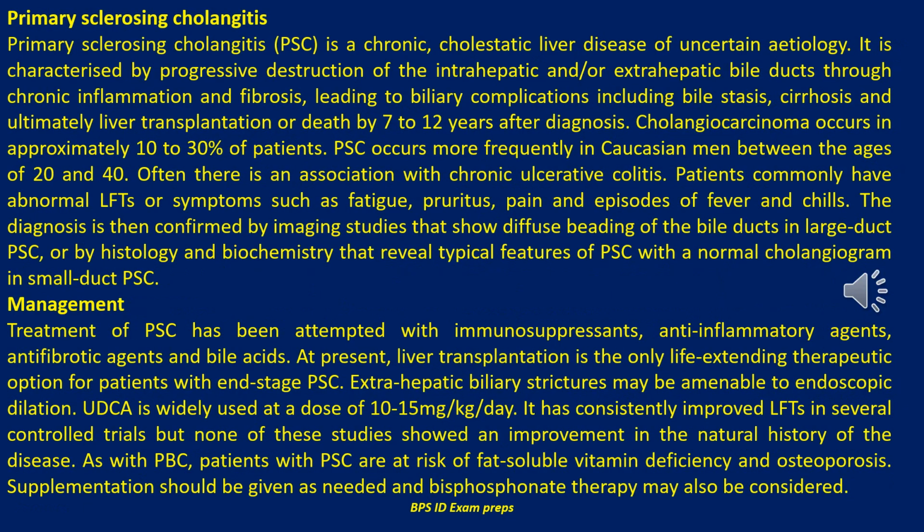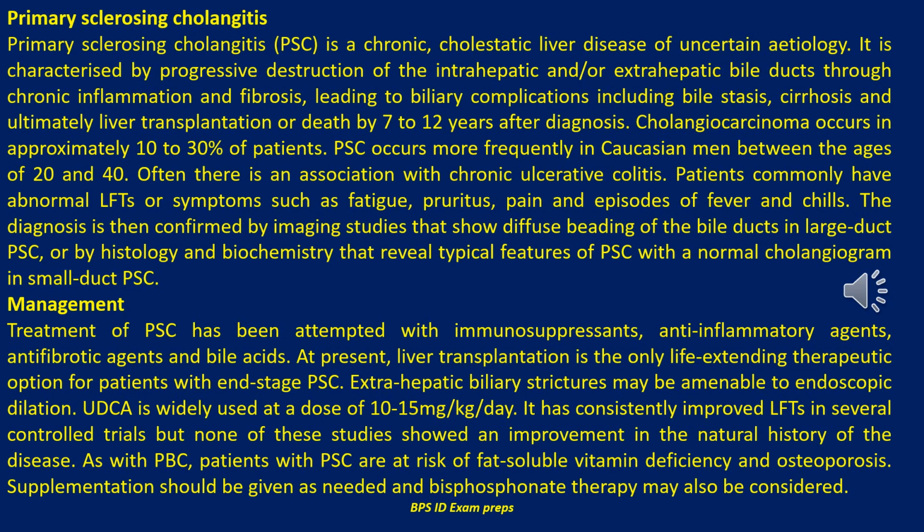Next we will discuss primary sclerosing cholangitis. Primary sclerosing cholangitis, abbreviated as PSC, is a chronic, cholestatic liver disease of uncertain etiology. It is characterized by progressive destruction of the intrahepatic and/or extrahepatic bile ducts through chronic inflammation and fibrosis, leading to biliary complications including bile stasis, cirrhosis and ultimately liver transplantation or death by 7 to 12 years after diagnosis.